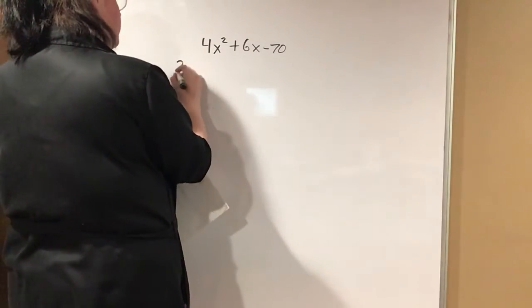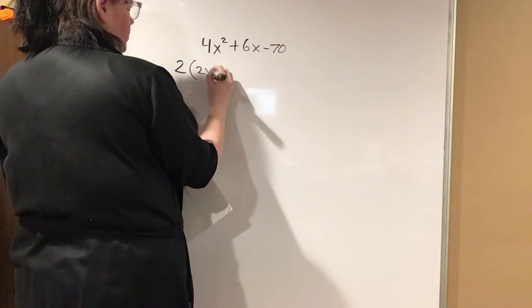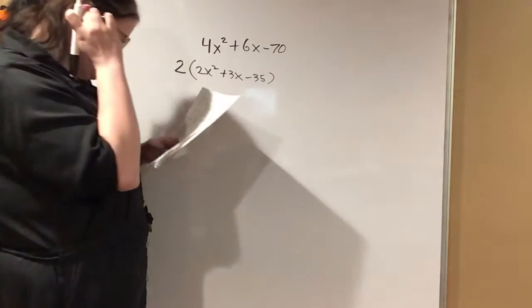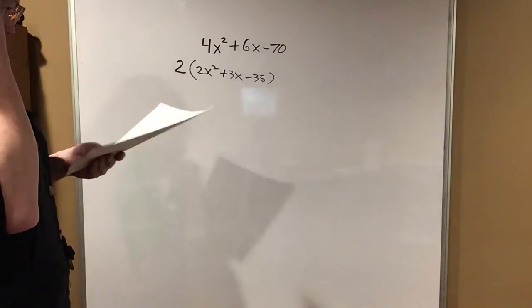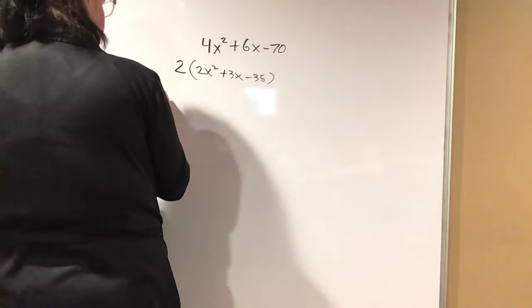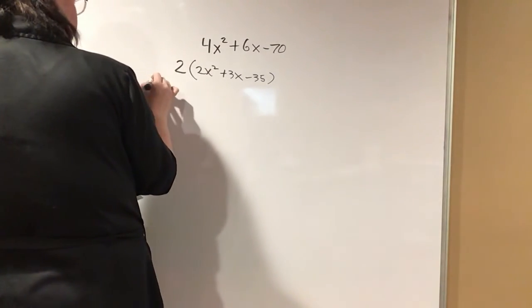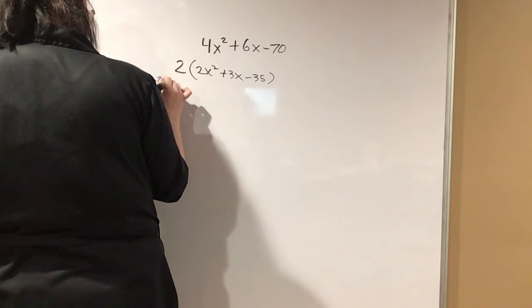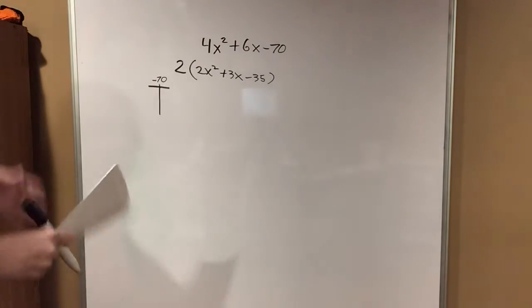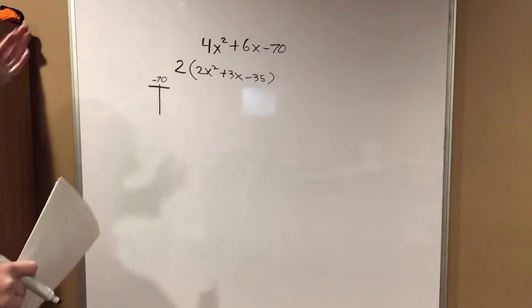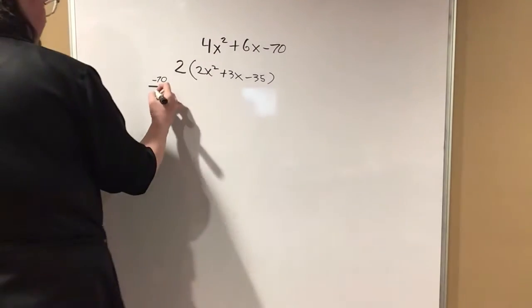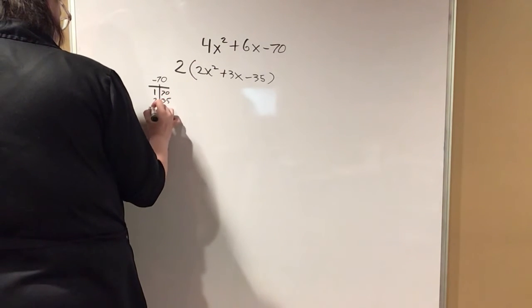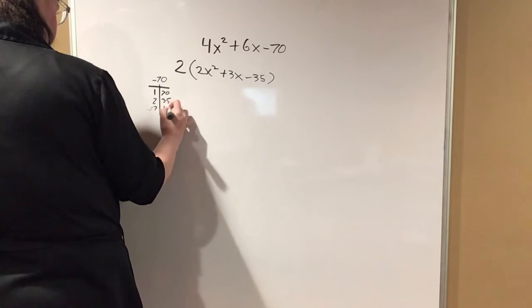So I know that I took a 2 out, because that's my greatest common factor, and I'm left with 2x squared plus 3x minus 35. Well, now that I did that, I have to multiply the a and the c, and I get negative 70. Yeah, this is what I did. So I get factors of negative 70, and I have to have them add up to 3. Well, what are my factors of 70? I have 1 and 70, 2 and 35, and 7 and 10.